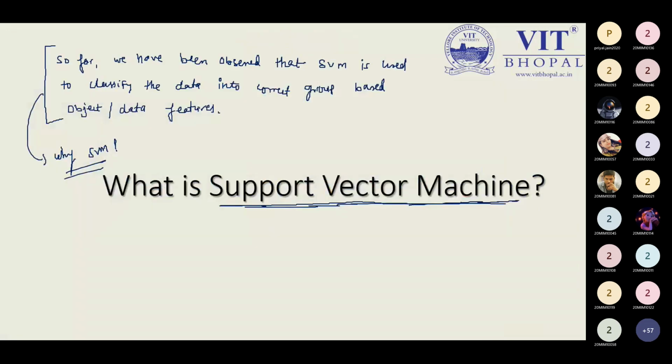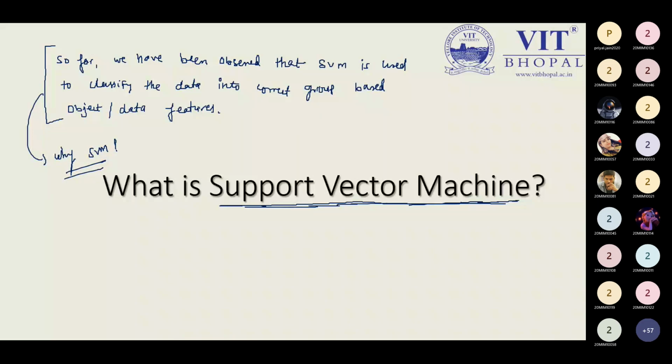So before moving to what a support vector machine is, we have a big step. Can anyone tell me right now, any doubt so far you have? No, sir. So the pictorial representation I'm taking over here. Everything is clear to all. That's great. So far we have observed that the support vector machine is used to classify the data into two groups based on the object and data features. That defines why support vector machine, and it also defines the need of the support vector machine.